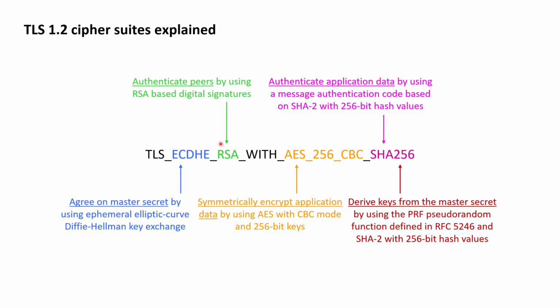If we go to the next non-generic part in the cipher suite to the right of RSA, we get to a part that reads AES 256 CBC. This part specifies that confidentiality is provided to the application data exchanged after the handshake protocol by symmetrically encrypting the application data with the AES block cipher behind the CBC block cipher mode of operation and using 256-bit symmetric AES keys.